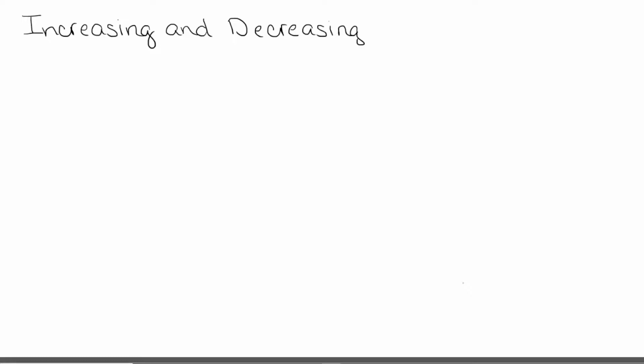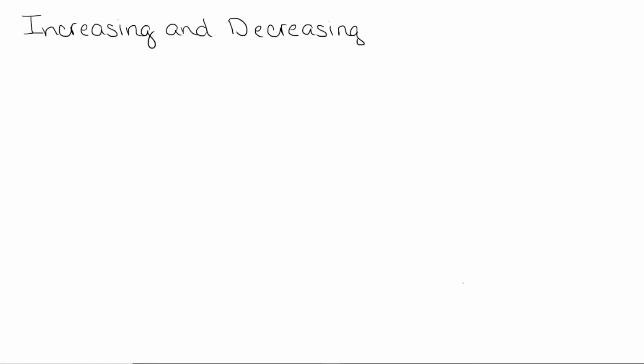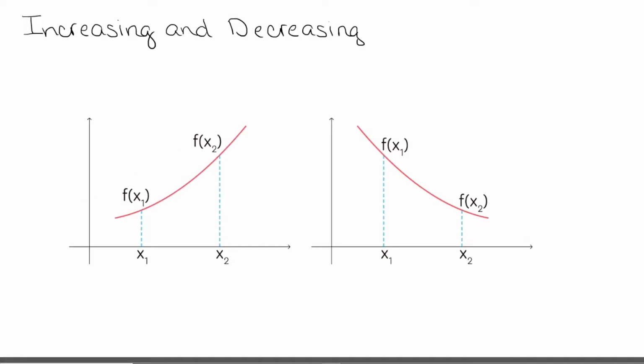Let's look at a few properties of graphs, the first of which is the idea of increasing and decreasing. If I look at these two graphs here, in general, we read graphs the same way we read in English, from left to right. So for my first graph, as I move from the left to the right, I can see that my y values are getting bigger and bigger. This is known as increasing. As we move to the right, the y values are growing.